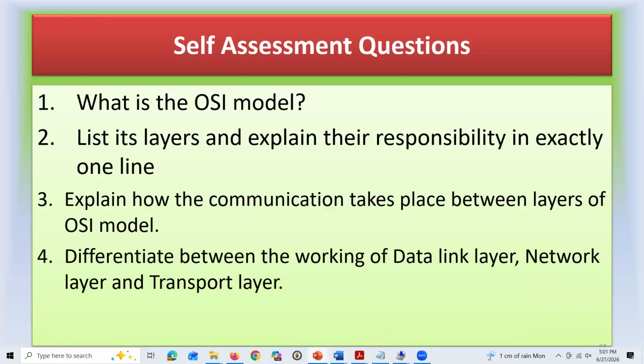Then differentiate between the data link layer and the network layer and transport layer. So you should know the function of each of them. The data link layer, and then the transport layer, and the network layer. I hope everybody here can do that differentiation. Yes or no? Yes, sir.